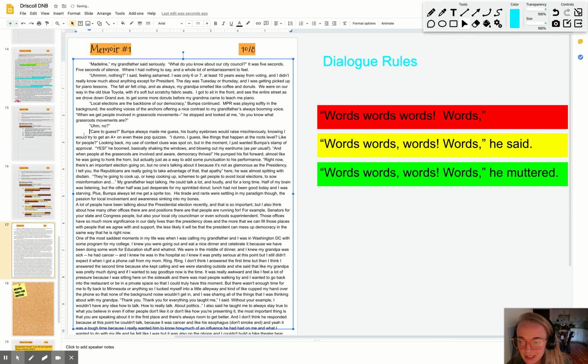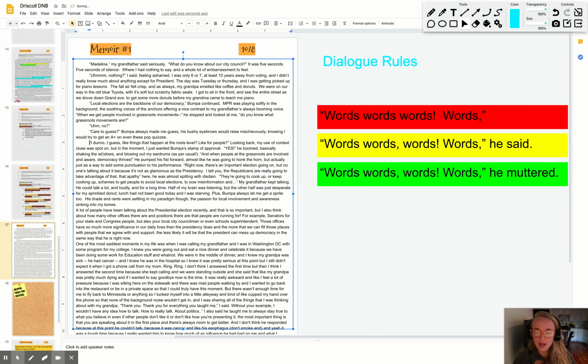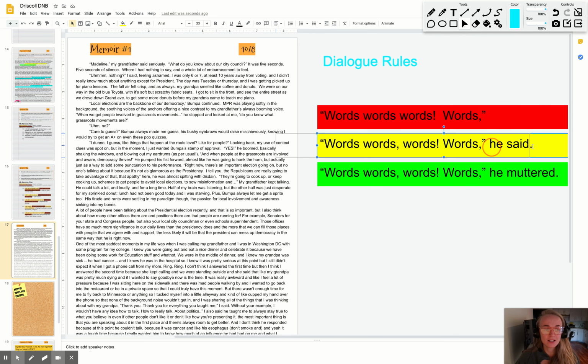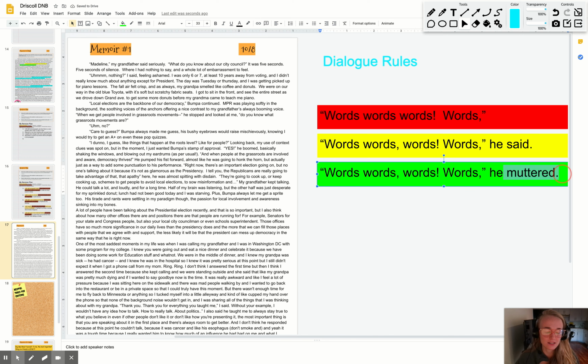And so I'm just going to keep going through my piece and double checking and seeing, have I put my punctuation marks in the correct spot? Have I made sure that I have capital letters when I need them? And do I make sure to tell not only who is saying something, but how they said it?